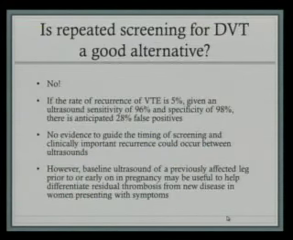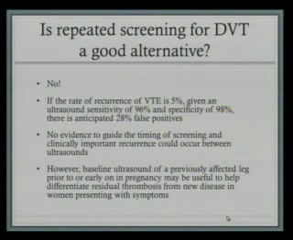So, is repeated screening for DVT a good alternative to prophylaxis? And the answer to that's no. If you look at the rate of recurrence of blood clots to be 5%, and given the sensitivity and specificity of an ultrasound, there's approximately 28% of false positives in there. There's also no evidence to guide the timing of screening, and any recurrence could occur in between the time you last ultrasounded them and the next time.